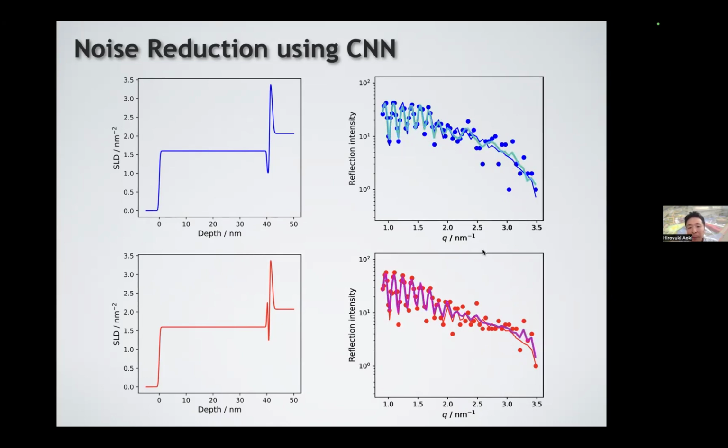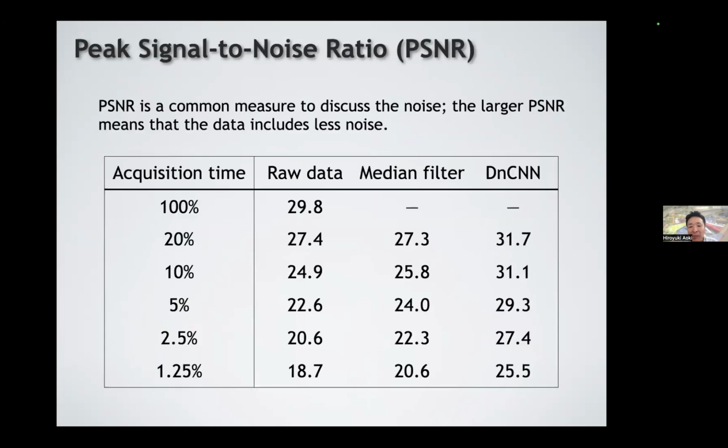But by applying our trained network, we can generate this kind of blue and purple line from each data. This predicted profile is almost the same as the ground truth, the solid red curve or blue curve. This indicates that our CNN can correctly predict the statistical data in the neutron reflection profile, removing only the noise component from the experimental data.